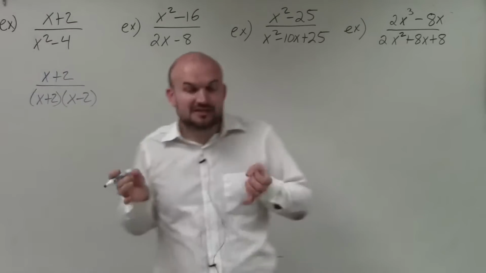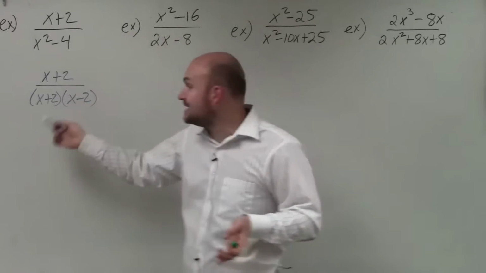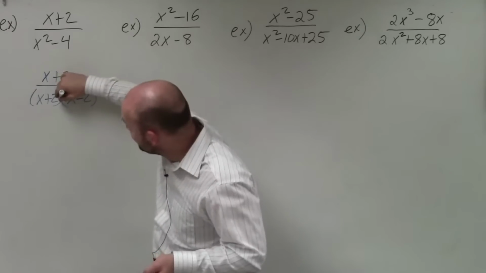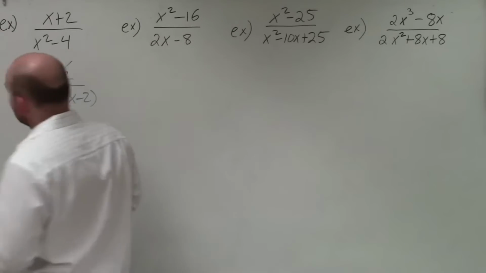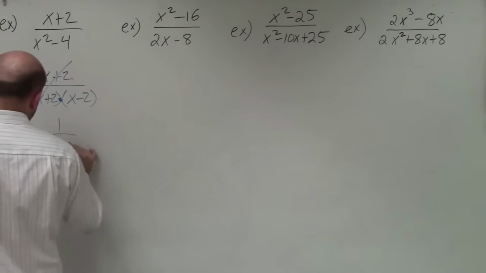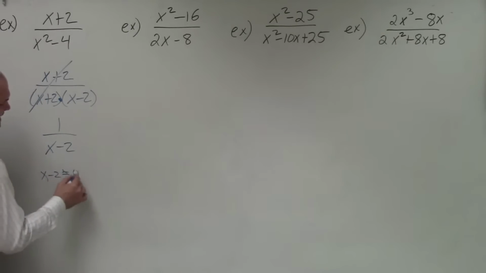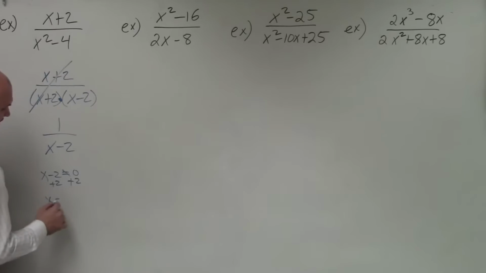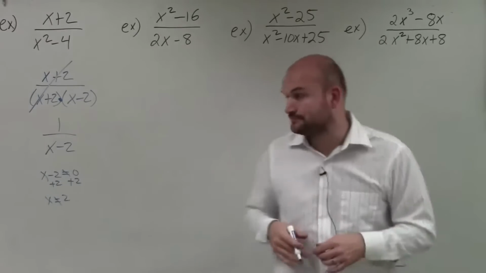And now you can see that the expression x plus 2 is the same in the numerator as well as the denominator. And since in the denominator it's separated by multiplication, I can apply the division property. So therefore, those are going to divide to 1, and I'm just going to be left with 1 over x minus 2. Now, if I want to write my constraints, I can say x minus 2 cannot equal 0. So the value that makes x minus 2 equal 0 is 2. So my constraint is going to be x cannot equal 2.